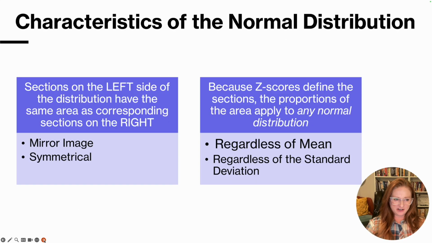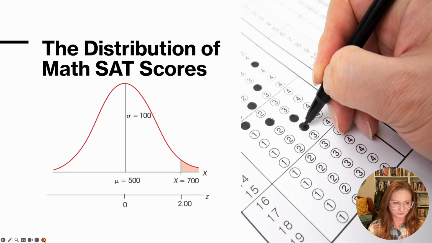Okay. Some of the characteristics, again, I know I'm hitting this ad nauseum, but it's very important. Sections on the left-hand side have the same areas as correspond on the right-hand side. Think mirror image, think symmetrical. Z-scores are defined as sections and the proportions of the areas that apply to any normal distribution, regardless of the mean, regardless of the standard deviation. Okay.